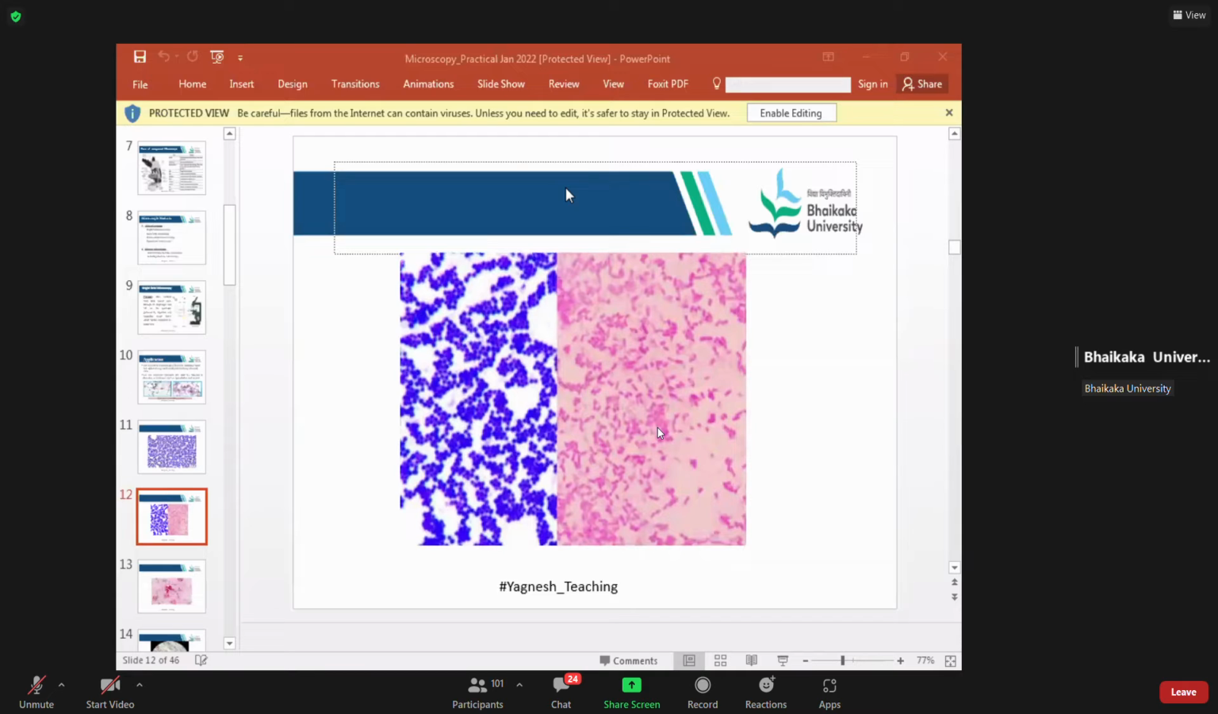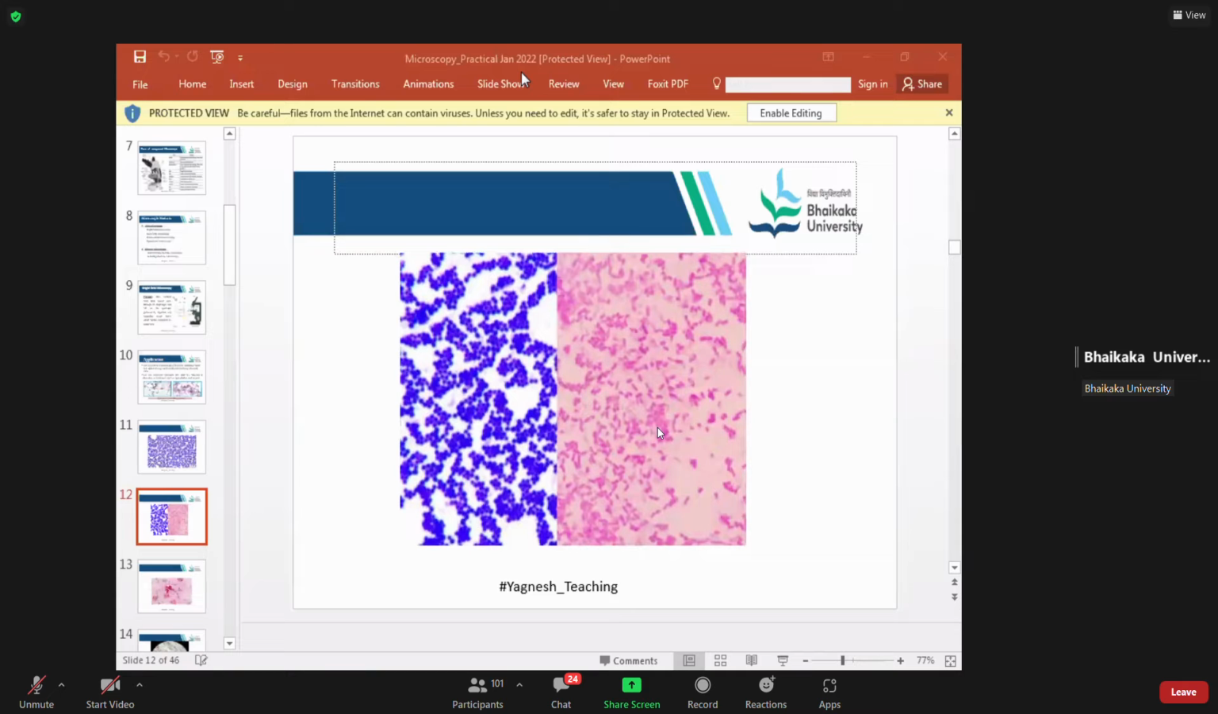Now, let us see this slide. This is different from the previous slides. In this, there are cells. Now, how to describe the cells? First, speak about the Gram's reaction. So what is a Gram reaction? Anybody can speak or write? What is the Gram's reaction?